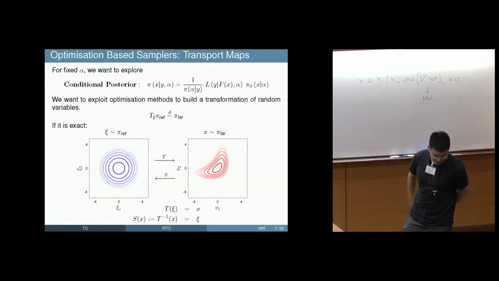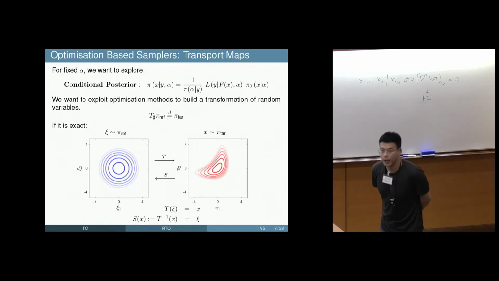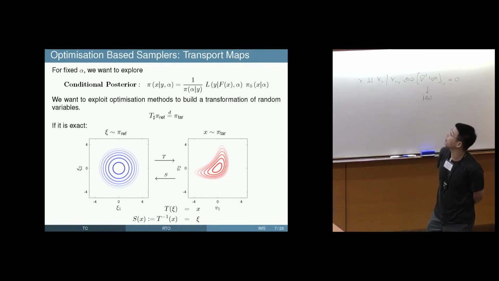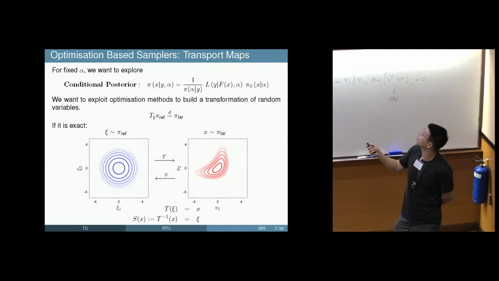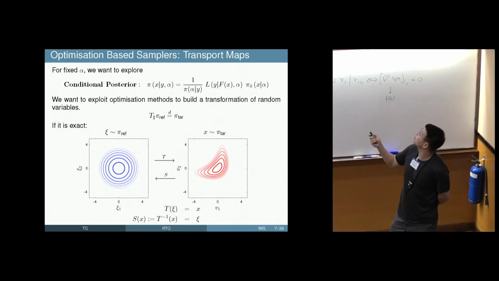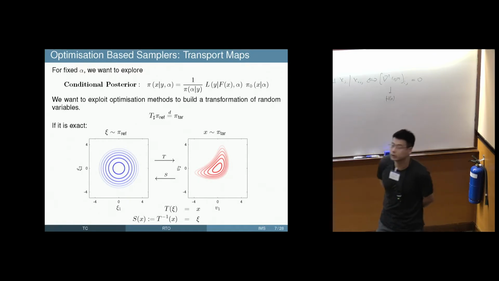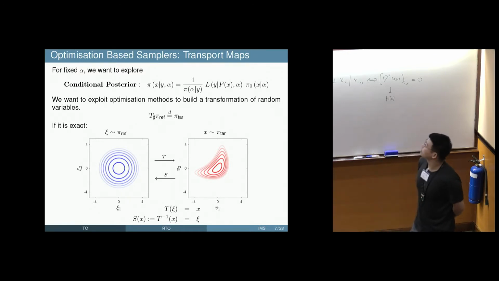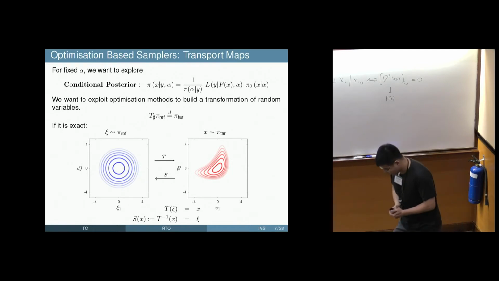All right, so let's start. First we consider a fixed hyperparameter alpha. In this way, we are targeting sampling the conditional posterior. Here, we know the likelihood function, we know the prior, but we don't know the normalizing constant, basically the marginal posterior. Okay. Before we start, we just want to set up some intuition.